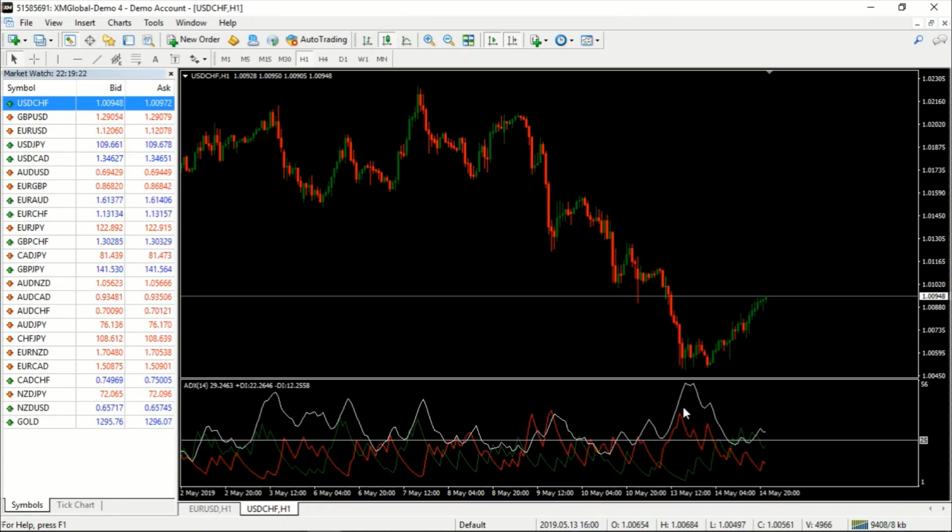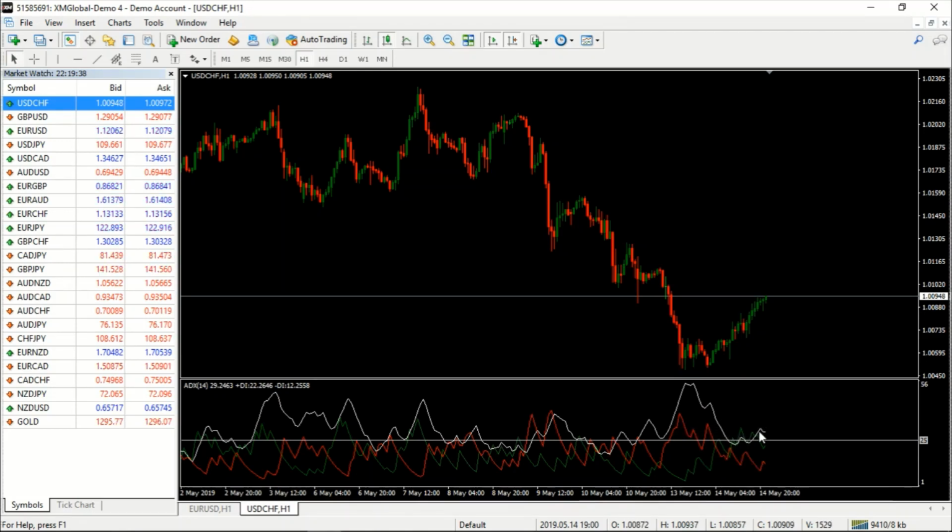We also have the ADX line, which is this white line over here, which then shows us whether we are in a strong market or if the market has broken out from moving sideways, right? That will tell us if we are in a strong trending market.